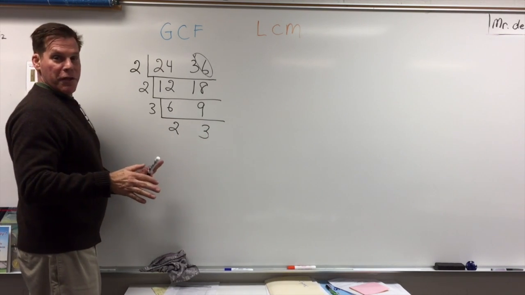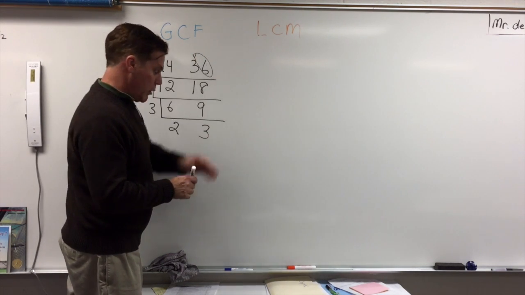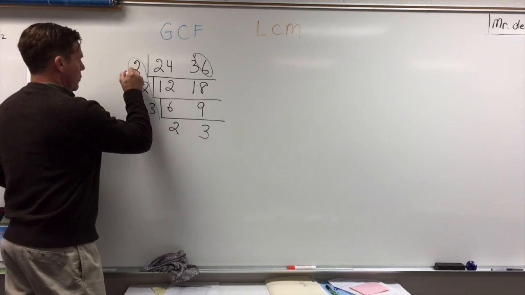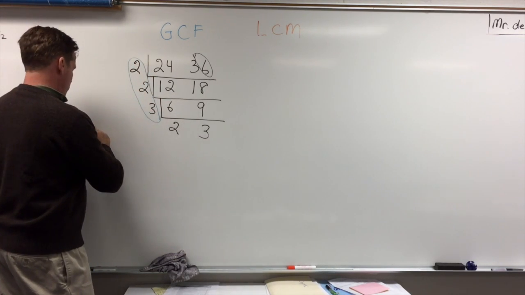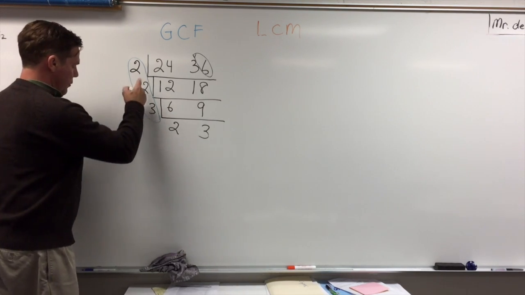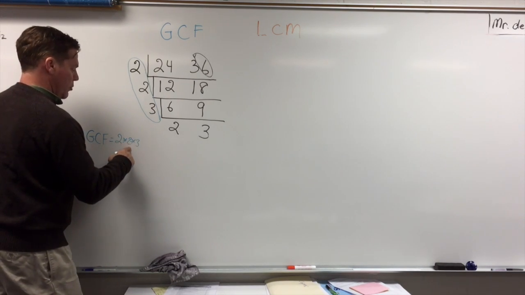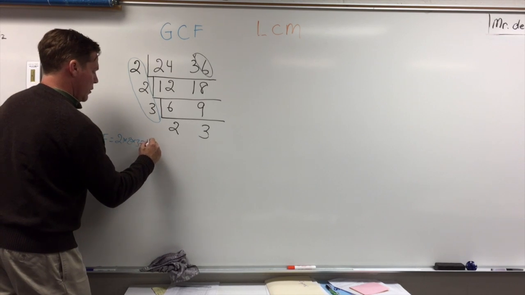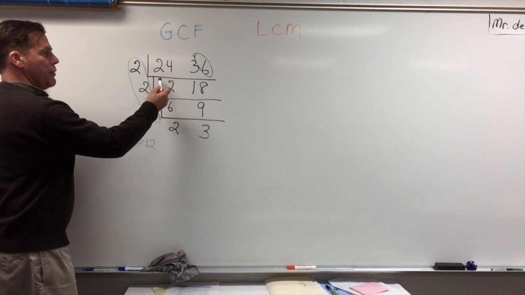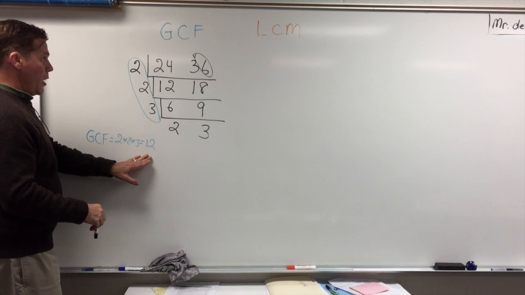So the beauty of this is this will tell us both our greatest common factor and least common multiple very quickly. What I need to do is multiply these 3 together. So to get my greatest common factor, that's going to be equal to 2 times 2 times 3, so 2 times 2 is 4 times 3 equals 12. Okay? And if I look at the factors of 24 and the factors of 36, we will see that our greatest common factor is 12.